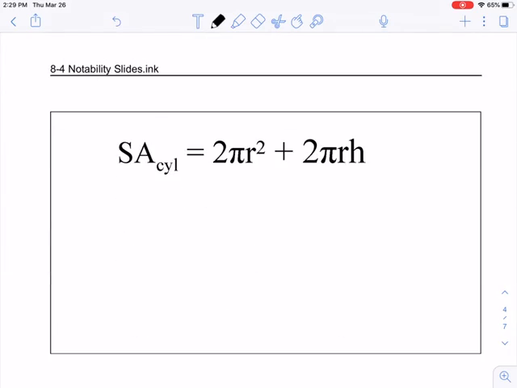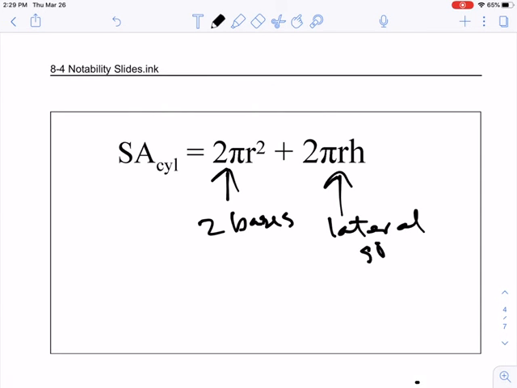So let's take this, come here. The surface area of your cylinder is equal to 2 pi r squared. That's our two bases, right? And then 2 pi r h, which is your lateral side, right? So there you go. That's how you come up with the formula for a cylinder.